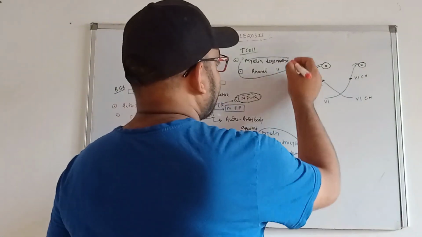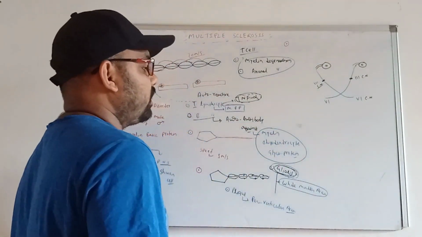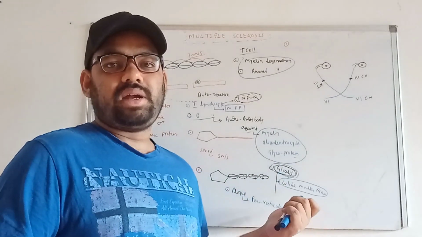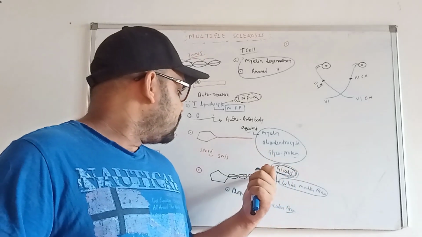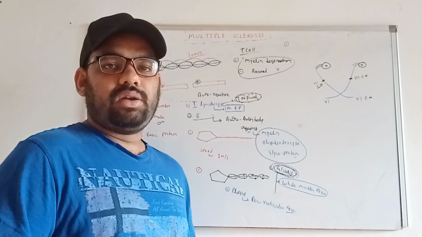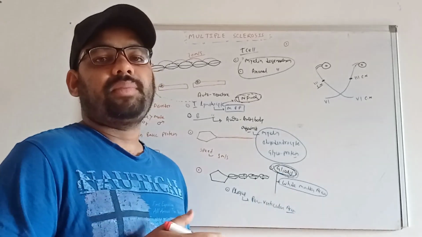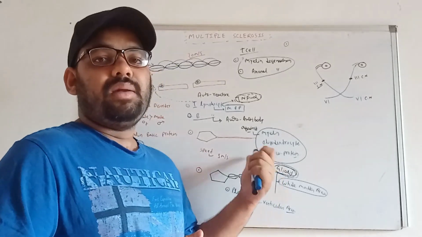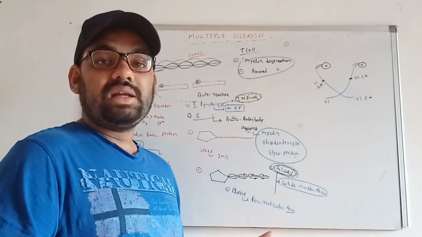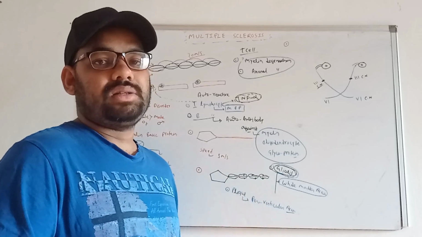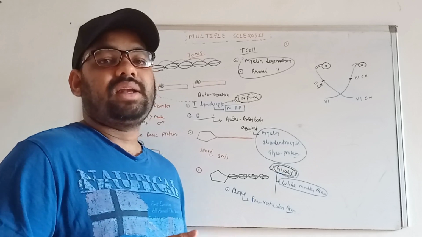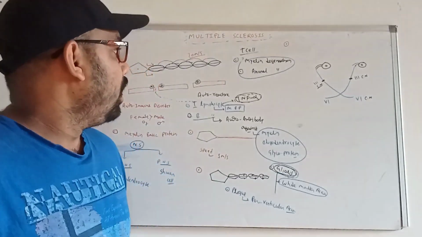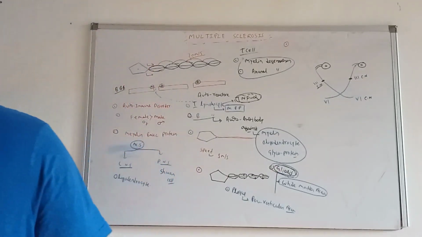Now, what kind of clinical manifestations will we get to see over here? Wherever neurons are present, there will definitely be axons. And if the axons have a myelin sheath, then in multiple sclerosis, the myelin sheath in each neuron will get damaged. As a result, we will see different kinds of clinical manifestations in a multiple sclerosis patient. So let's talk about the clinical manifestations.